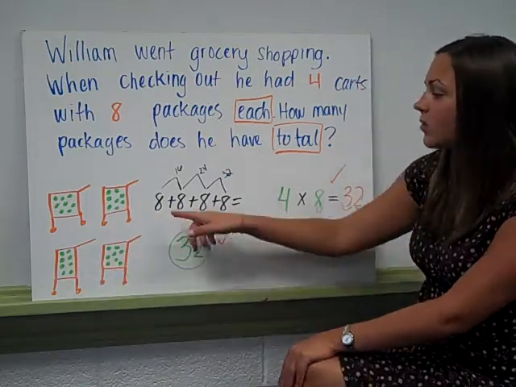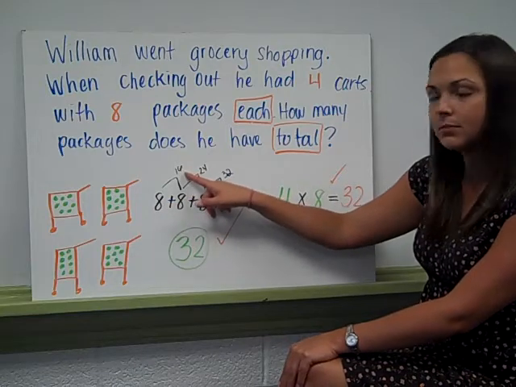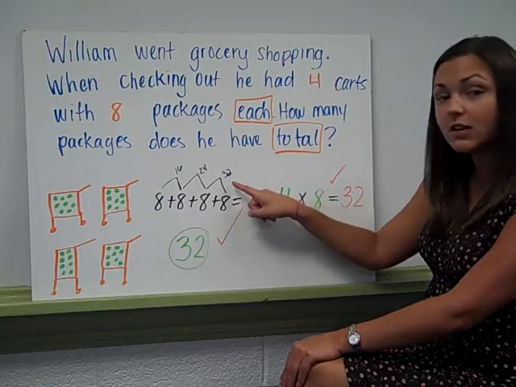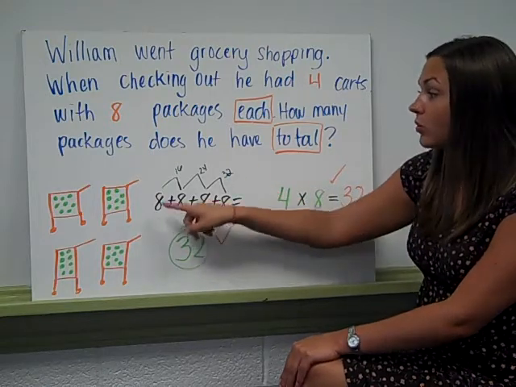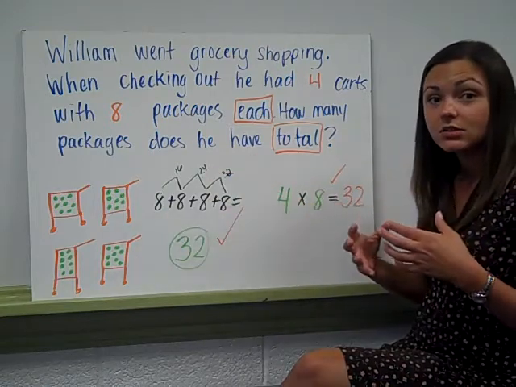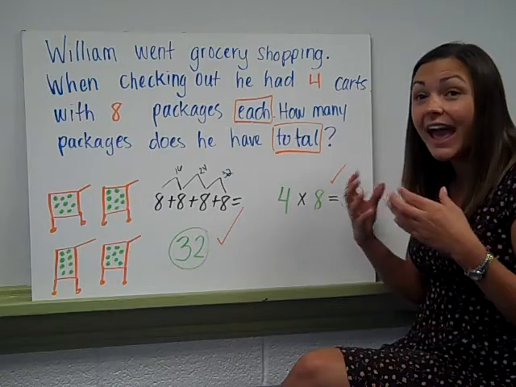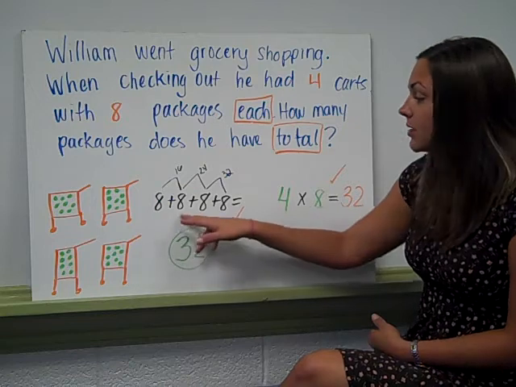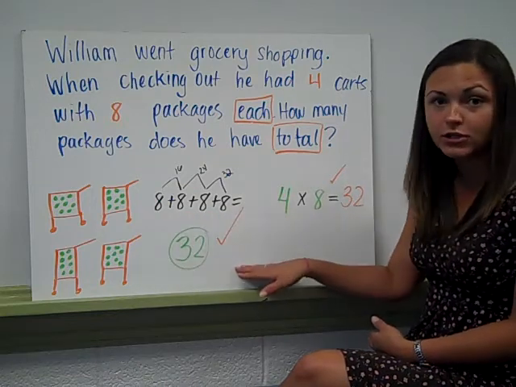And if you do that, you have 8 plus 8 is 16, plus another 8 gives me 24, plus another 8 gives me 32. So if we add, then we're going to get 32. 8 plus 8 plus 8 plus 8 gives me 32.